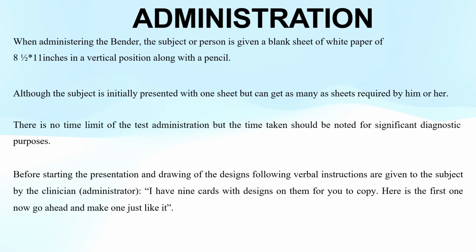Now, administration. When administering the BGT test, the subject is given a blank sheet of white paper. The dimensions are mentioned. Although the subject is initially presented with only one sheet, they can get as many sheets as required. There is no time limit for the test administration, but the time taken should be noted for significant diagnostic purposes. It is usually expected that the person will take around 5 minutes to draw one single drawing.